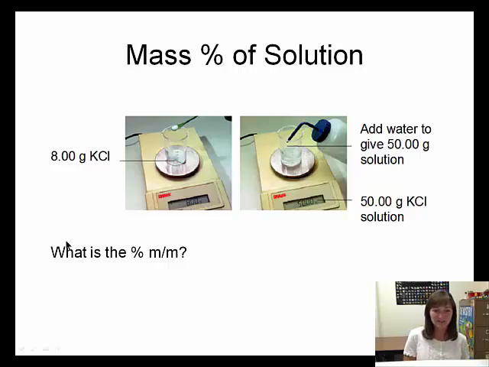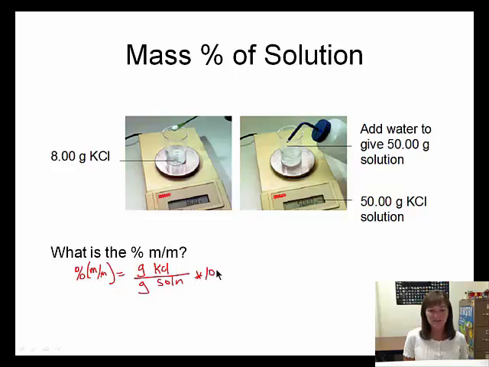Well, the first thing you're going to do is go get the formula, and it tells you the percent mass is the grams of solute. Think about what the solute is in this problem. Well, what is it they weighed out? They weighed out the potassium chloride, and you're going to put that over the grams of the solution, and you're going to times it by 100.